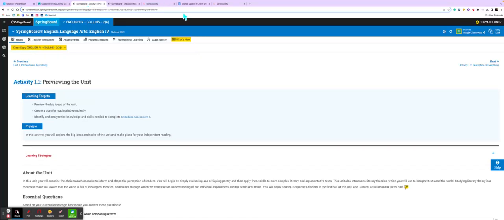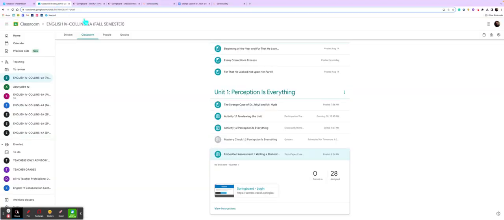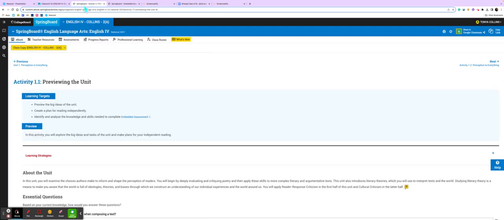Good morning, students. First thing I want you to do is go to Google Classroom. Scroll down to Unit 1, Perception is Everything, and click on Activity 1.1, Previewing the Unit. When you open Previewing the Unit, you will see this. This is your Springboard book digitally.